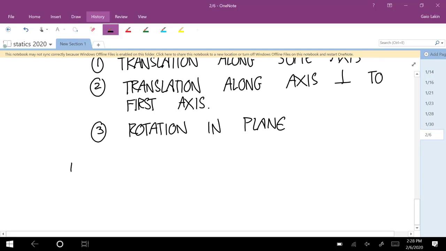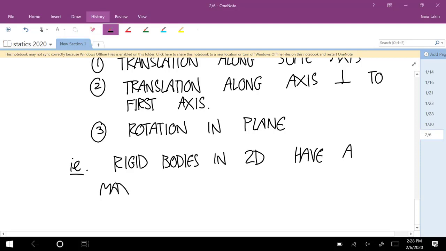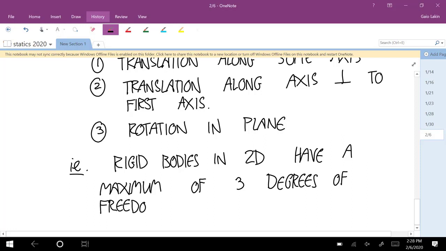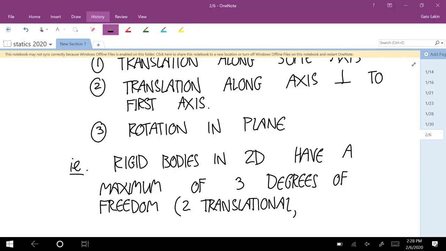So in other words, rigid bodies in 2D have a maximum of 3 degrees of freedom. Two are translational, and one is rotational. Two-dimensional space. Two translational and one rotational.